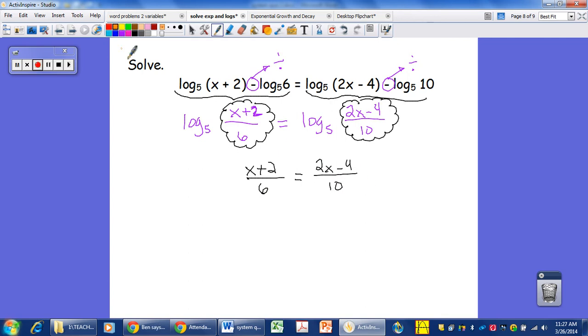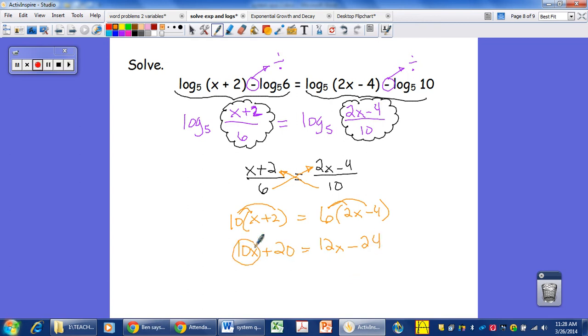So what I have here are two rationals that are equal. We solve these by cross multiplying. That's how we solve any equal proportion. So 10 times x plus 2 must equal 6 times 2x minus 4. And then we're going to go about solving this nice equation. So we'll distribute into here, distribute into there. 10x plus 20 equals 12x minus 24.